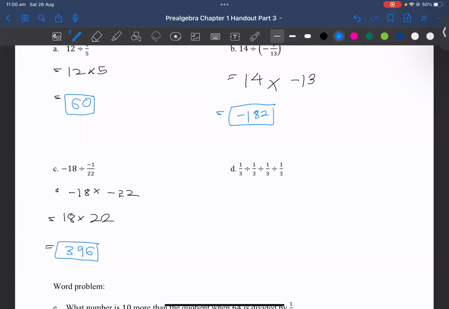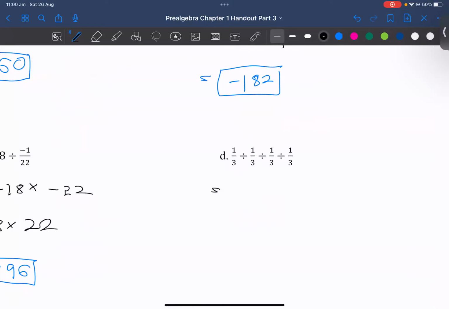Okay, what about D though? D is a tricky one. Before we do anything, I want you to convert this into all multiplications. This will be super easy. 4 times 1/3? No, because there's no additions. What is it going to be? It would just be 12.